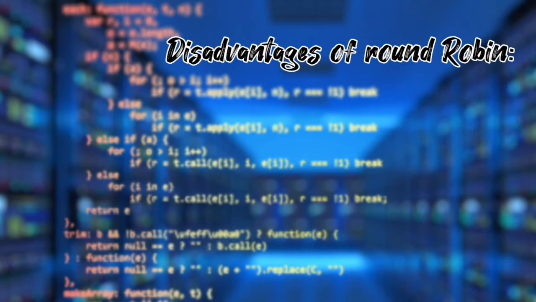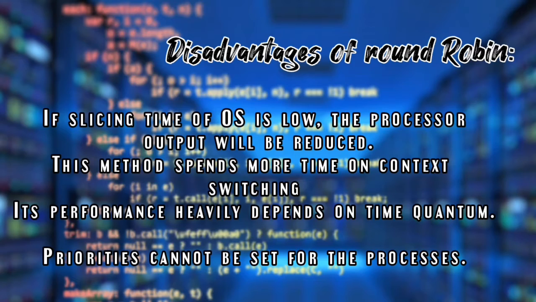Disadvantages of round-robin scheduling: if the slicing time of the OS is low, the processor output will be reduced. This method spends more time on context switching. Its performance heavily depends on time quantum. Priorities cannot be set for the processes.